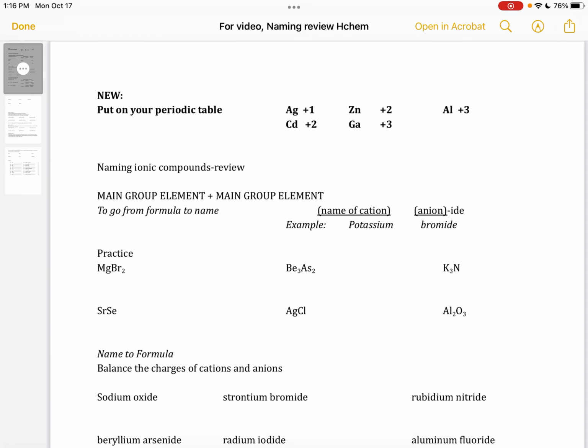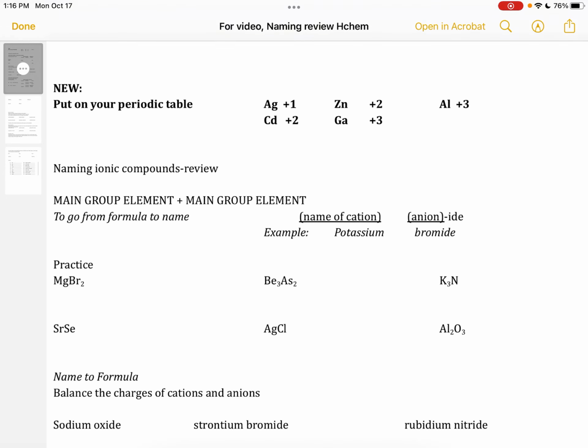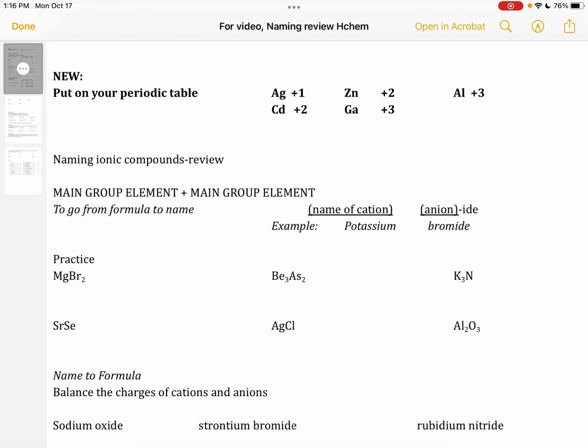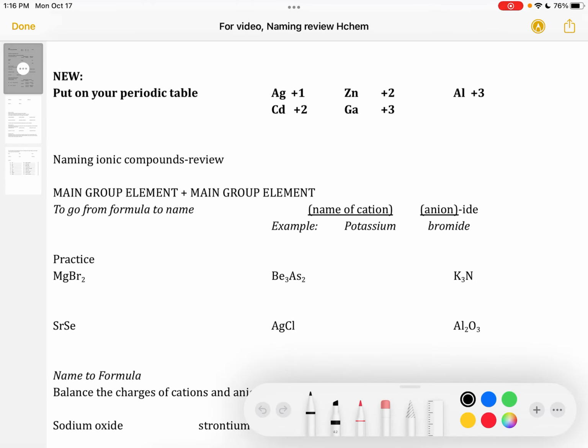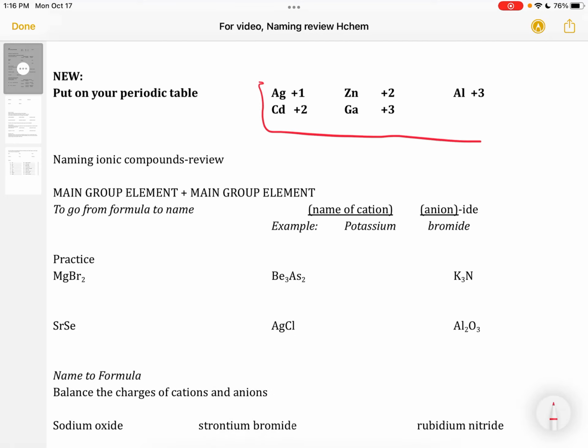Here is a review on naming. So this is Mrs. Berger, and I want you to follow along on this note sheet. One thing that I want you to do as I'm going through this is pay attention to what I have written right here, that I want you to put these things on your periodic table.